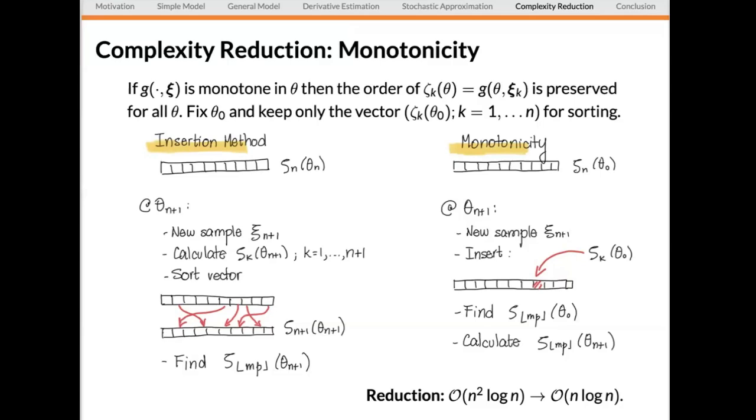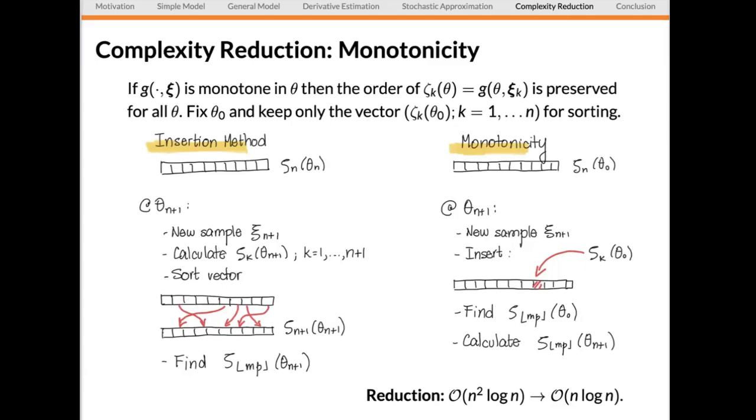So the insertion method calculates for theta n plus 1. The insertion method needs the new sample, needs to recalculate the whole vector, and needs to sort the whole vector. If we have monotonicity, then for different values of theta, the 3rd point is still going to be the 3rd point for another value of theta. So we just need to sort with respect to a theta zero, a baseline.